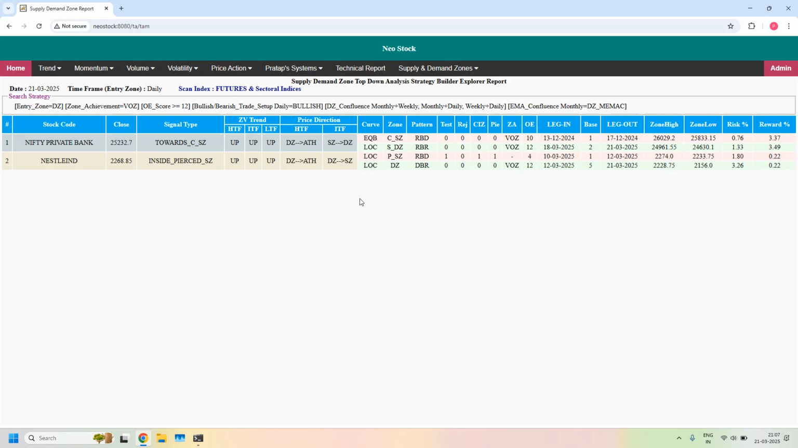So these 2 stocks have an even higher probability of success compared to the other stocks. So this is the bullish trade setup for monthly income trade.